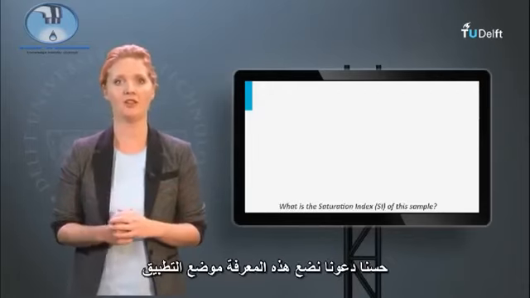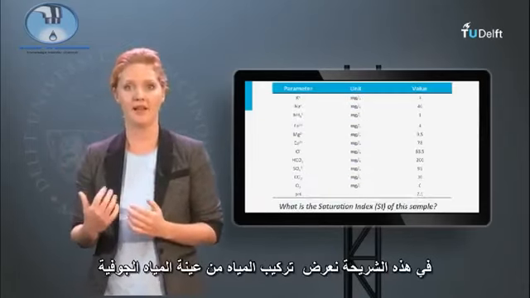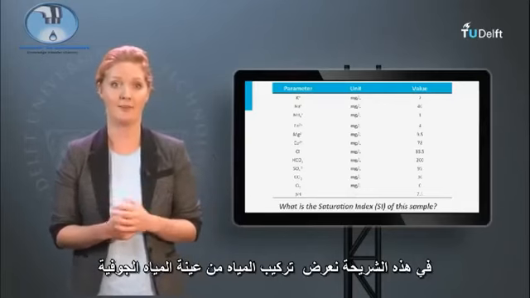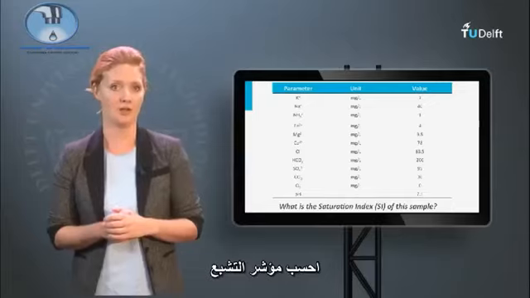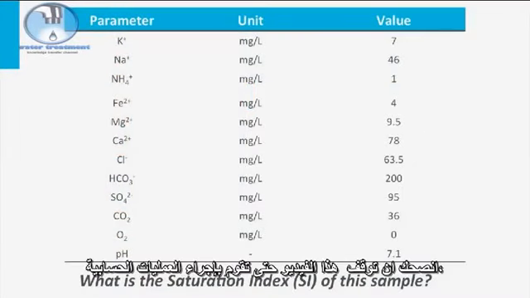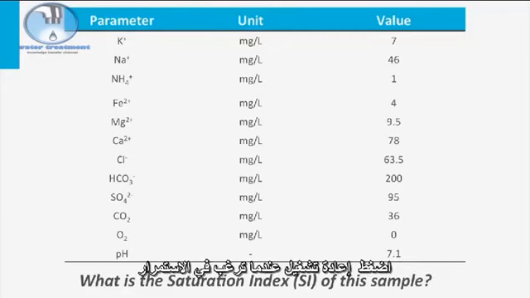Well, let's put this knowledge into practice. On this slide, the water composition of a groundwater sample is depicted. And the question for you is, calculate the saturation index. I advise that you pause this video until you have performed the calculation. Simply press restart when you want to continue.